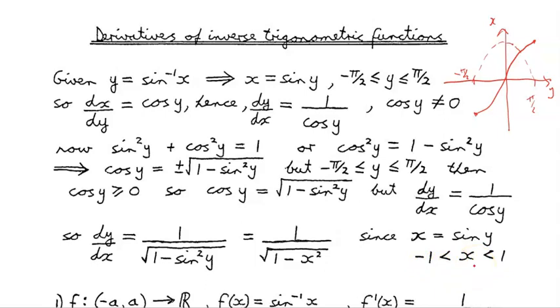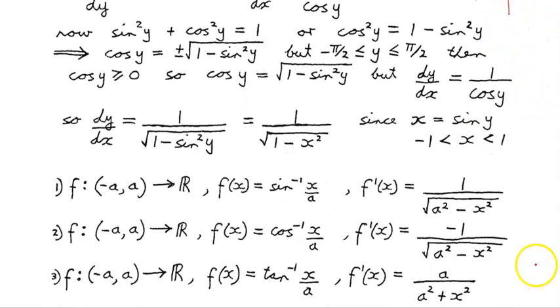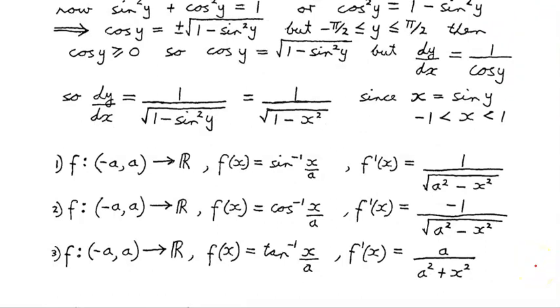Now, what does that tell us then? Well, in a similar way, we can argue for the derivative of inverse cos x and inverse tan x. But in general, the rule is that if f is a map of the open interval minus a to a into the reals, where a is a real number, and f of x is inverse sine of x on a, then f prime of x is 1 over the square root of a squared minus x squared. Now, if a is 1, we get the result that we just derived above.